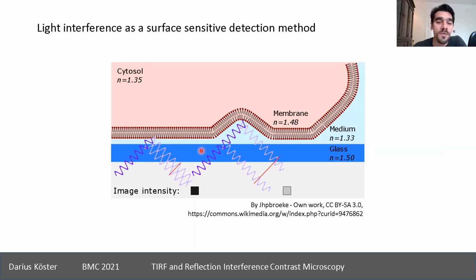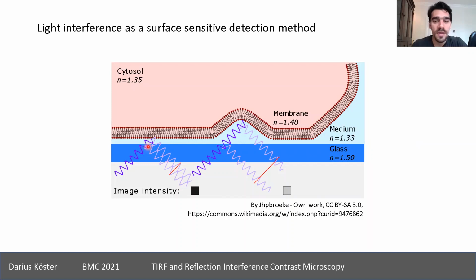what we can use then is to look at the interference of the light that gets scattered from that structure, like here, in this case, it's a membrane. It has a different refractive index, so there is some reflection going on. And then we can look at the interference between that light and the light that gets reflected by the glass surface. And if they're, of course, very close, then there's no interference because there's no phase shift between the two and you get maximum intensity. Actually, not the other way around.